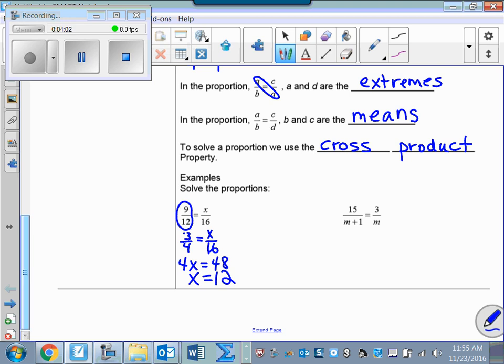Okay, here, I can't really simplify this one, so I'm just going to go ahead and take the cross product, and I'm going to have 15m equals 3 times m plus 1, which is 3m plus 3. So 15m minus 3m is 12m. Equals 3. So m is going to be 3/12 or 1/4. All right, so there's how we're going to solve proportions.